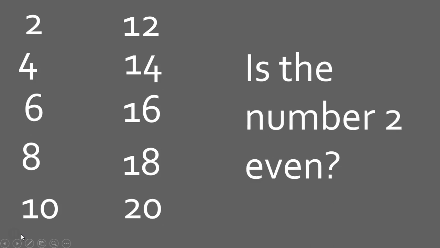Okay, the first thing I want us to do is let's count by twos. So here we go. 2, 4, 6, 8, 10, 12, 14, 16, 18, 20. So by counting by twos, we know that any time we count by twos, any number that we say when counting by twos is an even number.